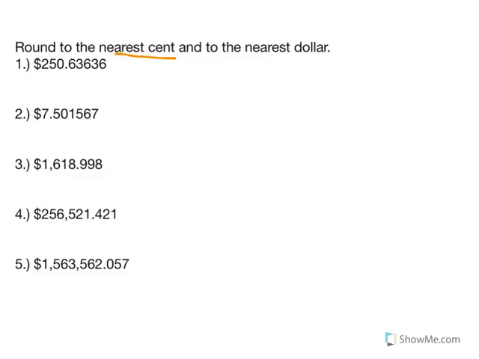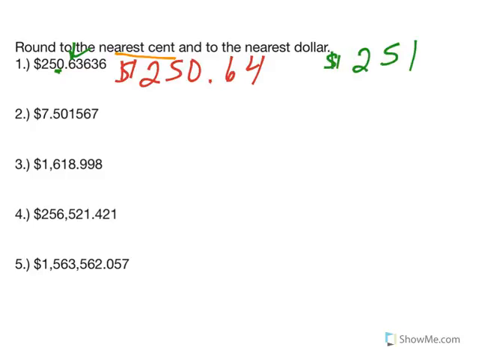So nearest cent, 0.63. That 3 will be the second spot, and the 6 rounds up. So to the nearest cent would be $250.64. Well, to the nearest dollar, the dollar is in front of the decimal spot. So I look at the 6, and 6 rounds up. So to the nearest dollar, it would be 251. So that's kind of the concept with money. Now hit pause, do this page and the next page. The next page is also money, and then come back and check your answers.